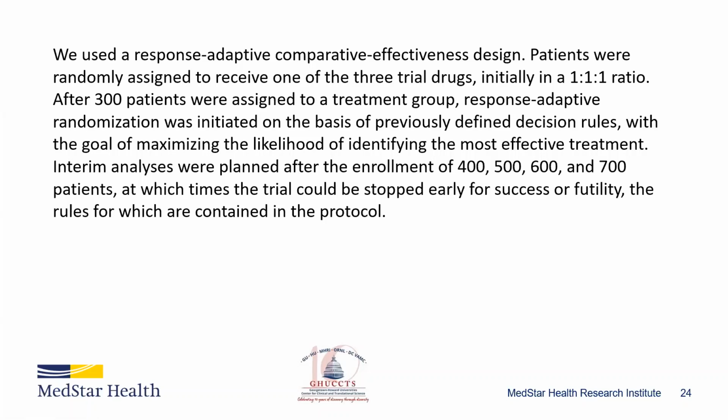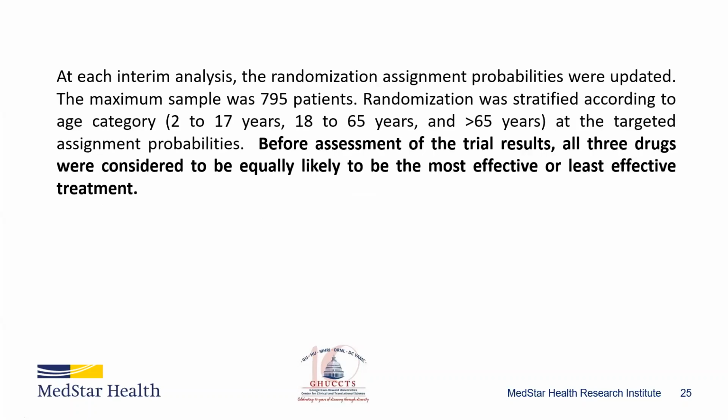And then they had an early stopping criteria here for either success or futility. So I'm not going to go into the specifics of those response adaptive designs, but that's basically what they're doing: they're changing the randomization ratio based on the results they get. Okay, so after each interim analysis, the randomization assignment probabilities were updated. And the randomization was also stratified by age.